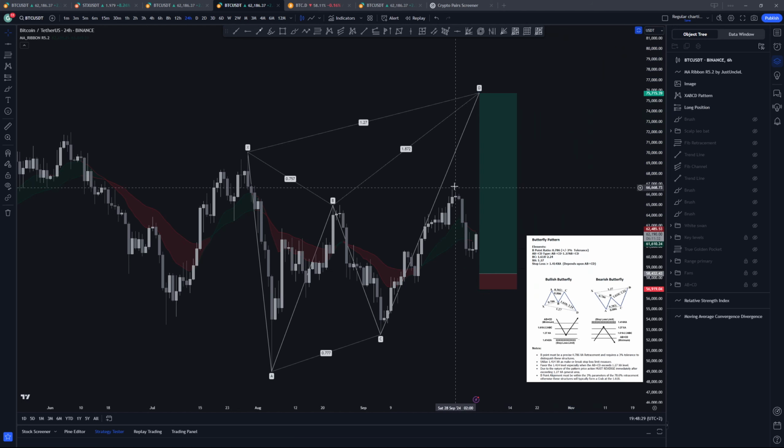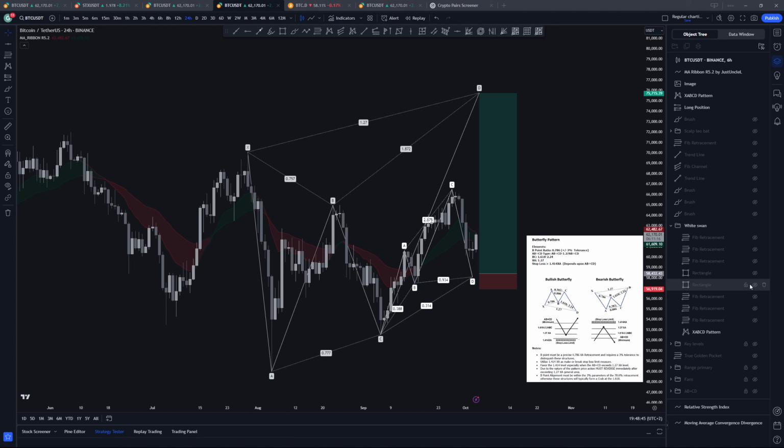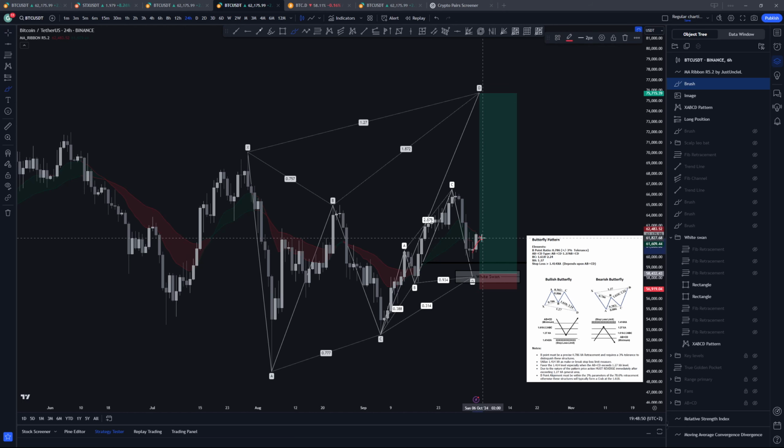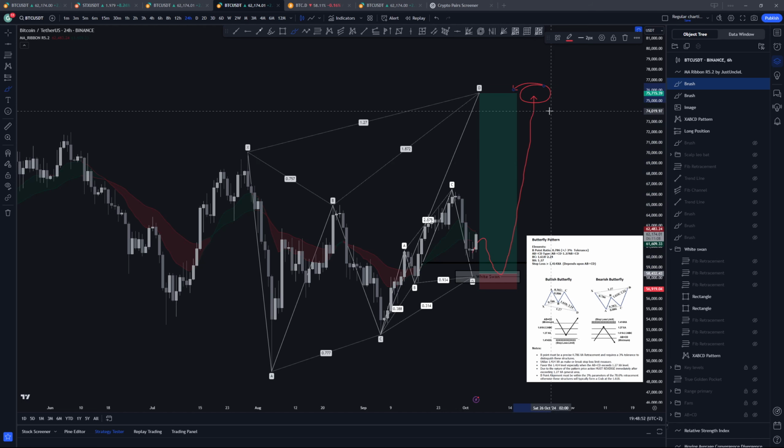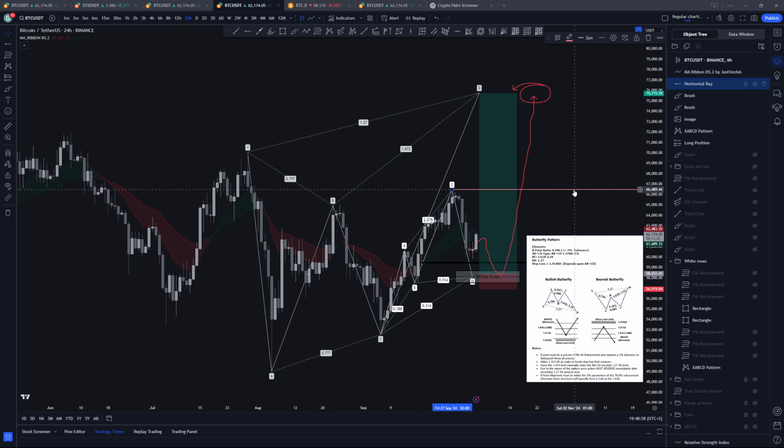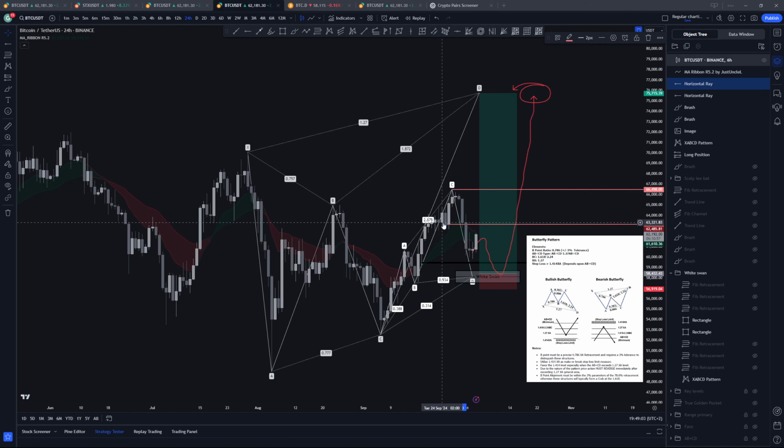In general, I use uncompleted harmonics like this for targets, not necessarily for plays. So I'm just going to keep the long enabled. Actually, I'm going to enable them individually. So let's say we get some price action like this. I'm going to look for this as a final target. I'm going to at least take a TP right over there. Probably right over here as well, because we have a daily breaker block right over there.